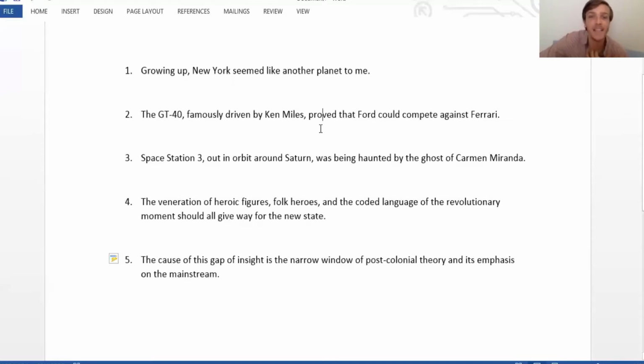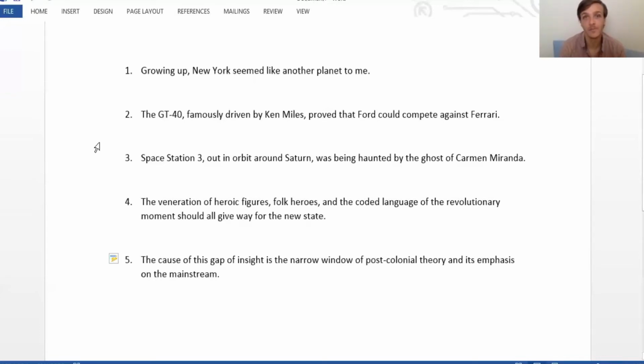And you can test that out, because if you jump from GT40 to "proved," the sentence works if you take out "famously driven by Ken Miles." So I know that the simple subject is GT40. And then the interesting thing here is that the complete subject is "the GT40 famously driven by Ken Miles." So you've got that half of the sentence. And this sentence is brilliant because it literally cuts the sentence in half. The first half is the subject, and the second half begins with your verb, "proved."